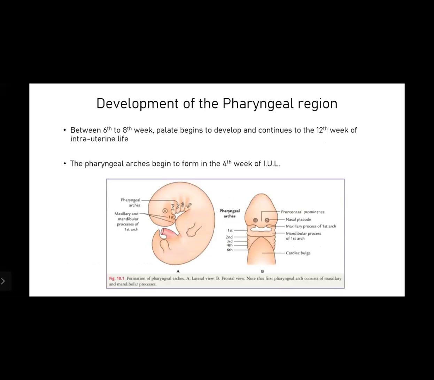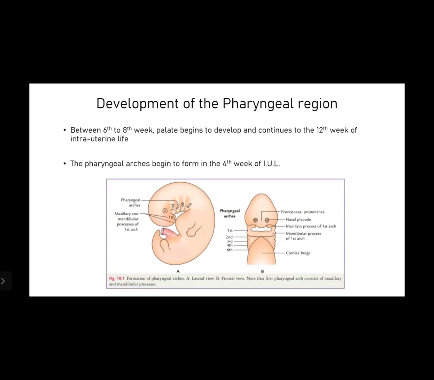And between the 6th and 8th week, the palate begins to form and continues up until the 12th week of intrauterine life. And the pharyngeal arches, which are what is important from the perspective of this lecture, begin to form in the 4th week of intrauterine life.